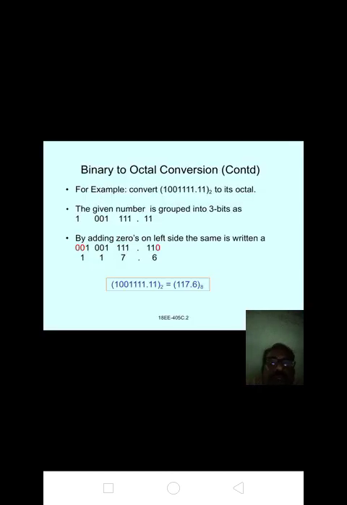Binary to octal conversion. For example, convert 1001111.11 base 2 to its octal. We group all the bits into 3 bits: left for the integer part, right for the fractional part. So 001, 001, 111 gives 117, and the fractional part 110 gives 6. Now the conversion value is 1001111.11 base 2 equals 117.6 base 8.